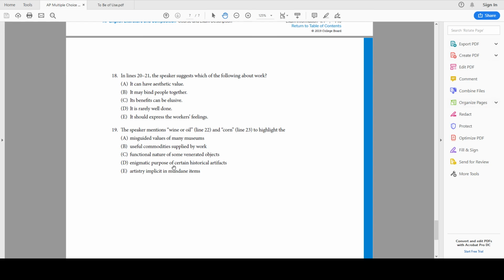Okay, and then enigmatic purpose. Corn or wine and oil is not enigmatic. That's a vocab test. It means weird. And then artistry, implicit in mundane items. I don't think amphoras or vases are mundane items, like, I don't know, scissors or water bottles. So E doesn't seem as correct. But I think that's the hardest question on the entire test.